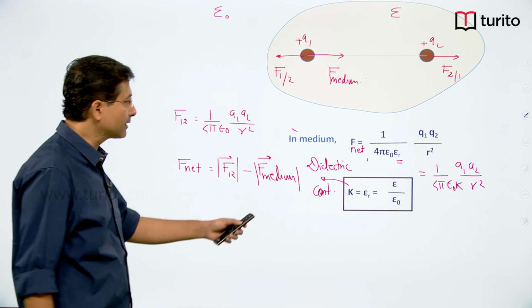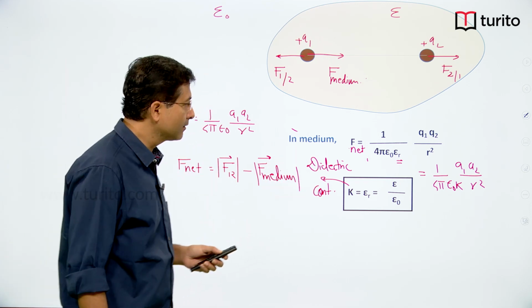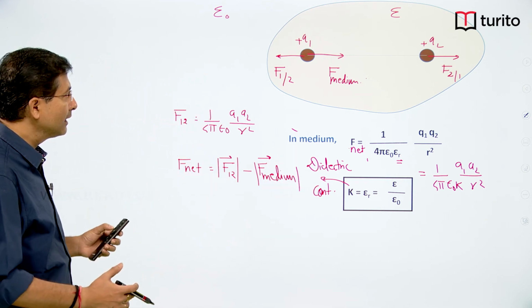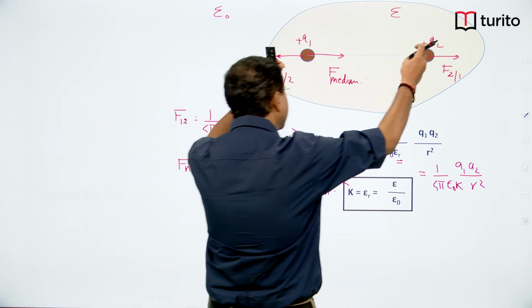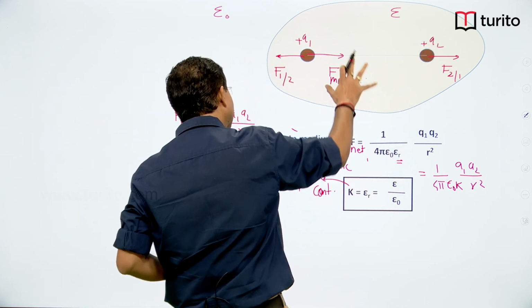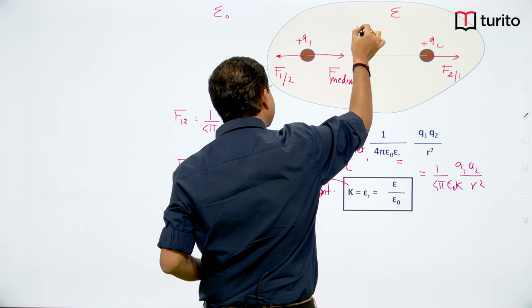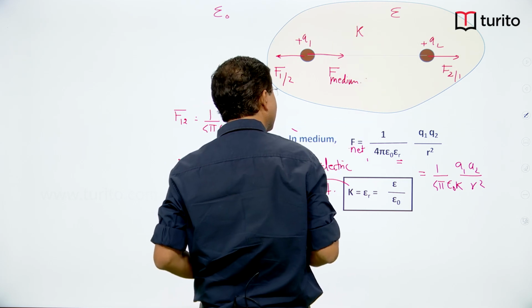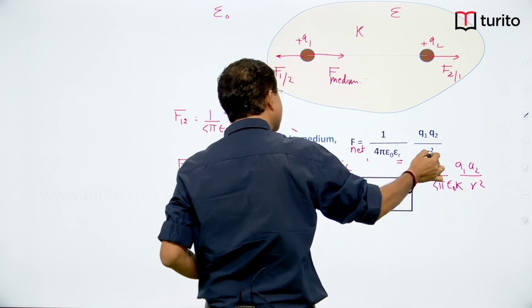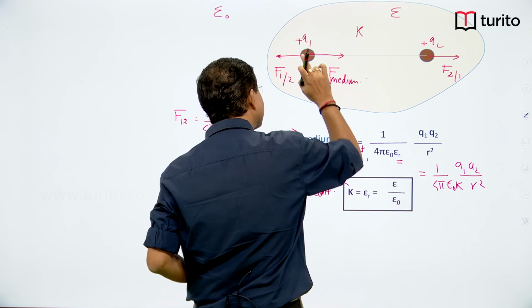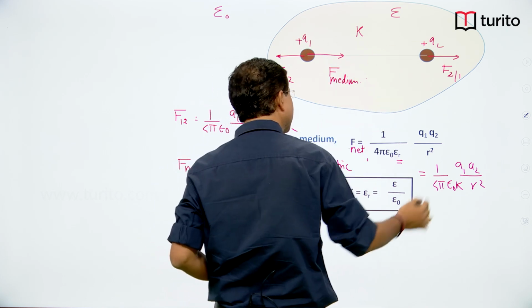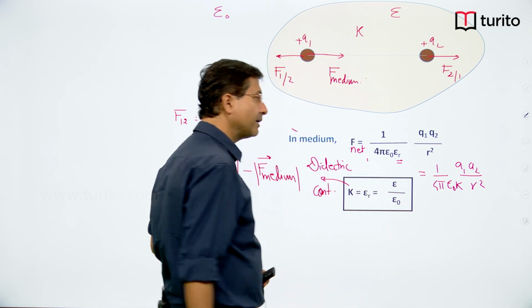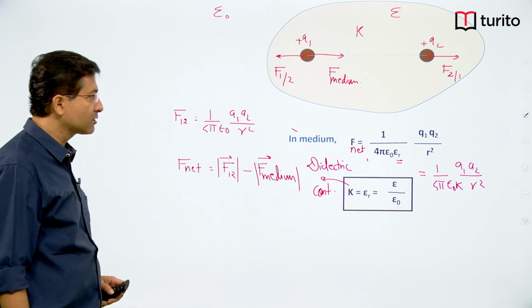What's the application of dielectric constant, we will see later, but for the time being, if two charged particles are placed in a medium of dielectric constant k, then the net force experienced by any of the particles is given by 1 upon 4 pi epsilon naught k q1 q2 upon r square, right.